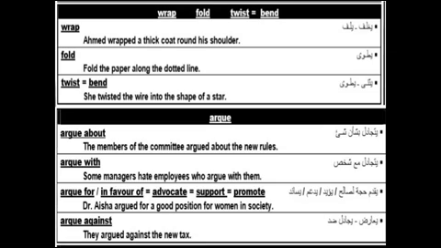دخلنا بعد كده على كلمة argue. Argue كلنا عارفين ان هي يجادل أو يناقش. عندي argue about و argue with و argue for وعندي argue against. What about argue about؟ يعني يتجادل بشأن شيء. لو دخلتها في sentence في جملة هتبقى: the members of the committee argued about the new rules.